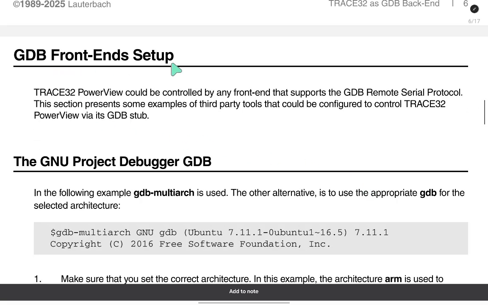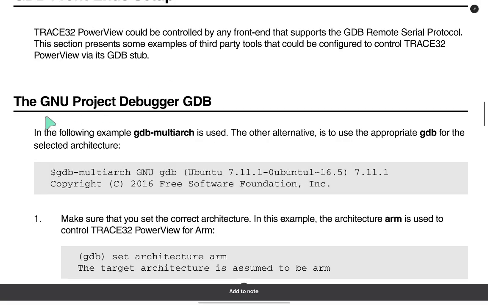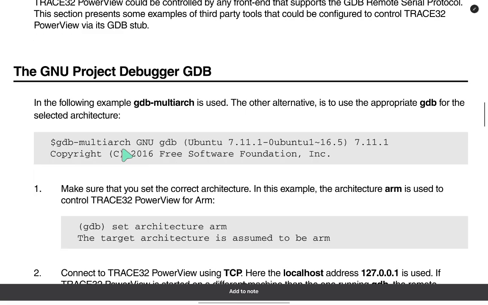GDB frontend setup. TRACE32 PowerView could be controlled by any frontend that supports GDB RSP, Remote Serial Protocol. This section presents some examples of third-party tools that could be configured to control TRACE32 PowerView via its GDB stub. The GNU Project Debugger GDB. In the following example, GDB multi-arch is used. The other alternative is to use the appropriate GDB for the selected architecture.